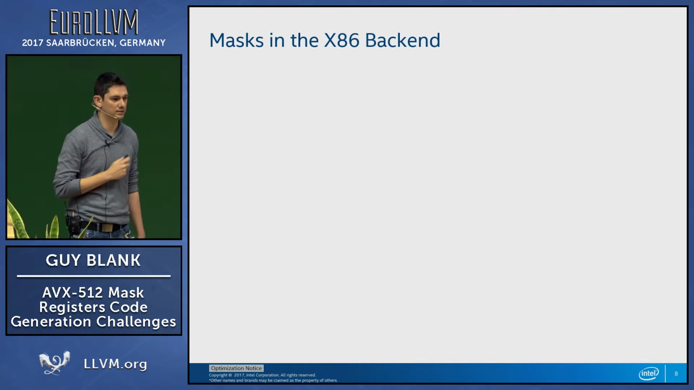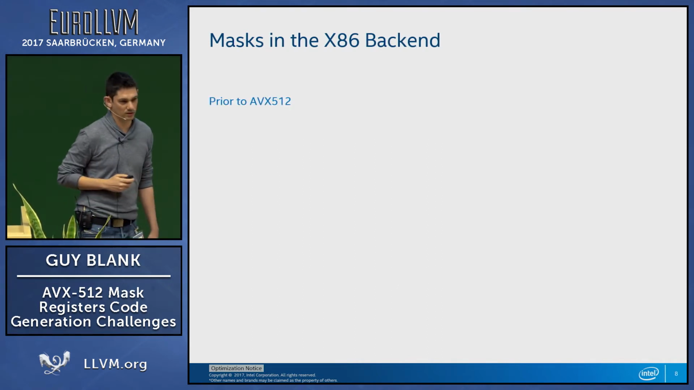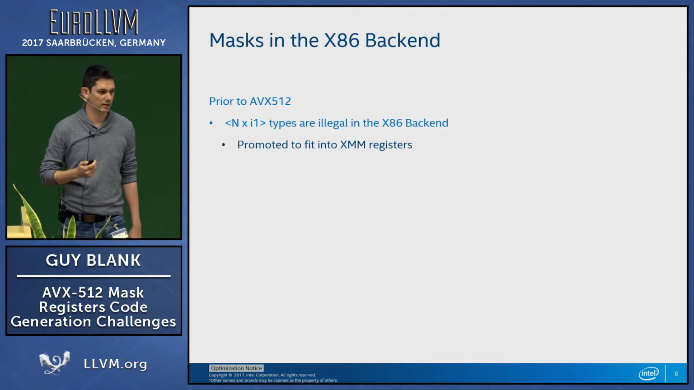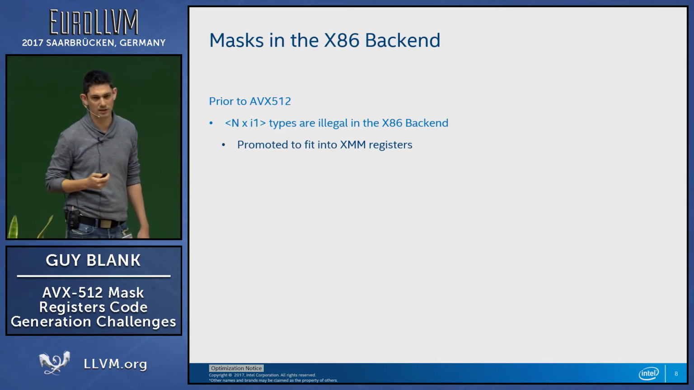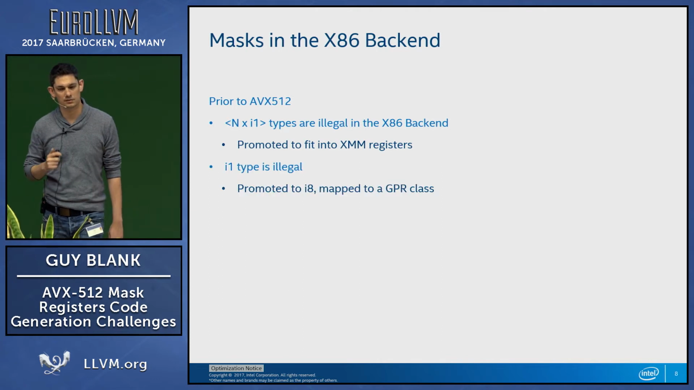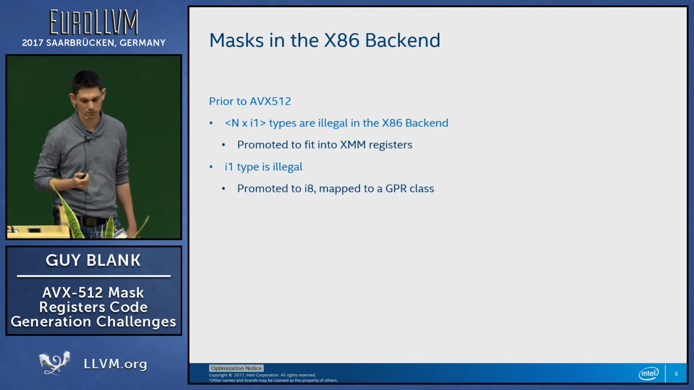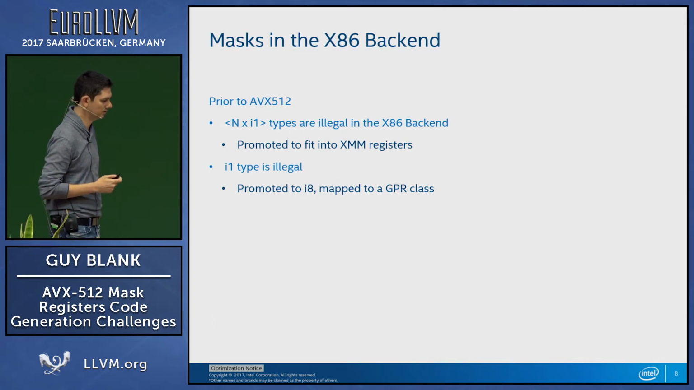Now, how do we treat these in the x86 backend? So before AVX512, the I1 vectors were illegal in the backend, which means they need to be promoted to another type, specifically to fit into XMM registers. And another thing is the I1 scalar type, which was also illegal. It was promoted to an I8 and mapped to a general purpose register.